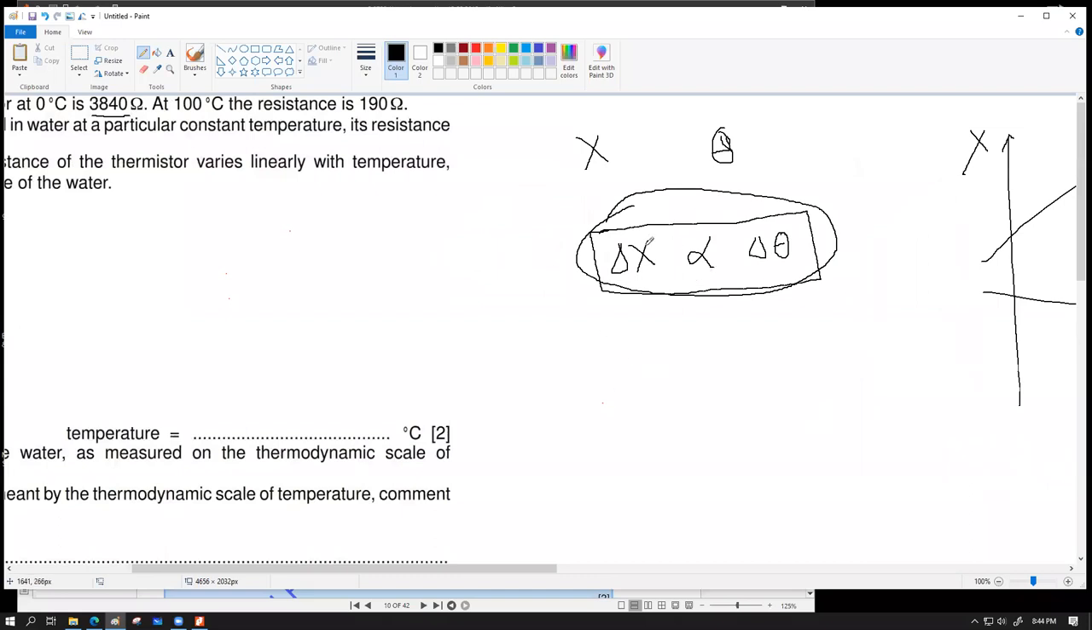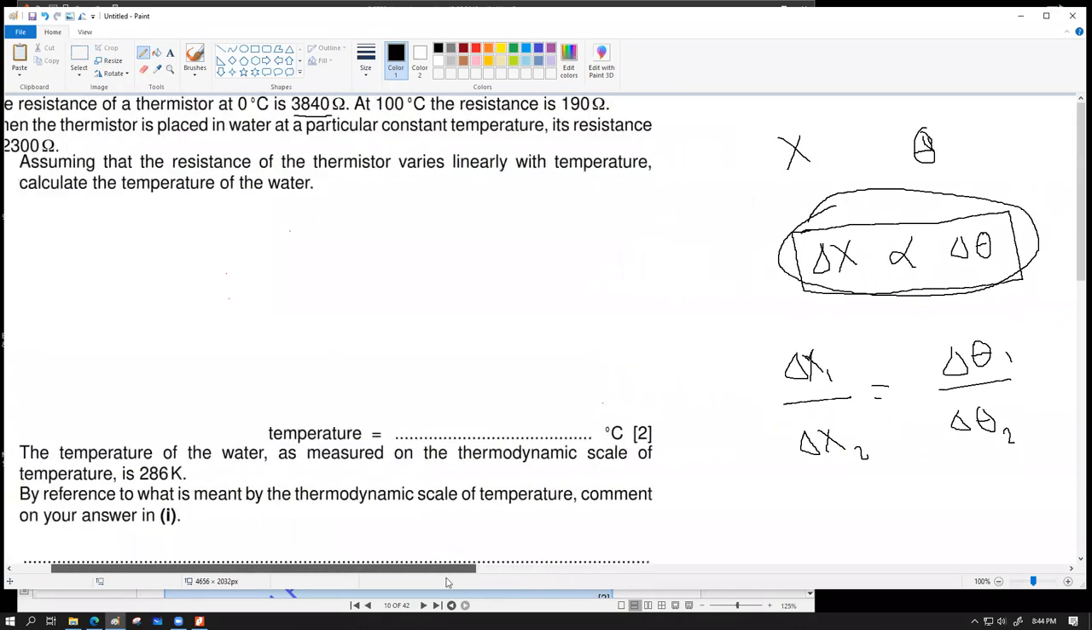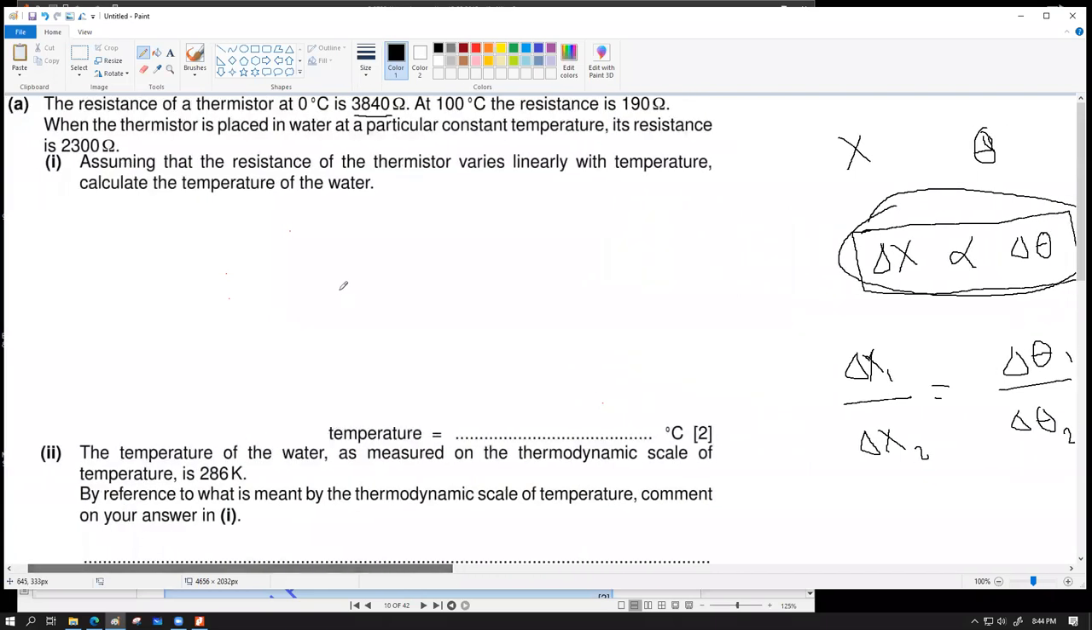Into an equation. So one of the easier ways to convert any proportionality into an equation looks like this. You can write delta x1 divided by delta x2 should be equals to delta theta 1 divided by delta theta 2. Now, from this point onwards, you can work your math out in many different versions. So I'm going to show you one version of this equation over here. And have a look. I'm going to use the same value of temperature or X proportionately. So I'm going to write this equation over here.